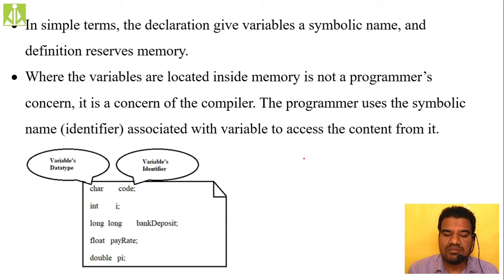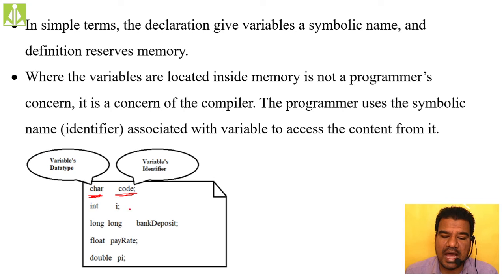Then generally how do we do the variable declaration, you can see over here. This is my type specification and this is my identifier specification. Code is my name for the variable, and what type of value I am going to store into it, I am specifying with the help of this char. So when I write char code, how will your compiler understand this statement? Code is the name of the variable and you are going to store character type of values into that code.